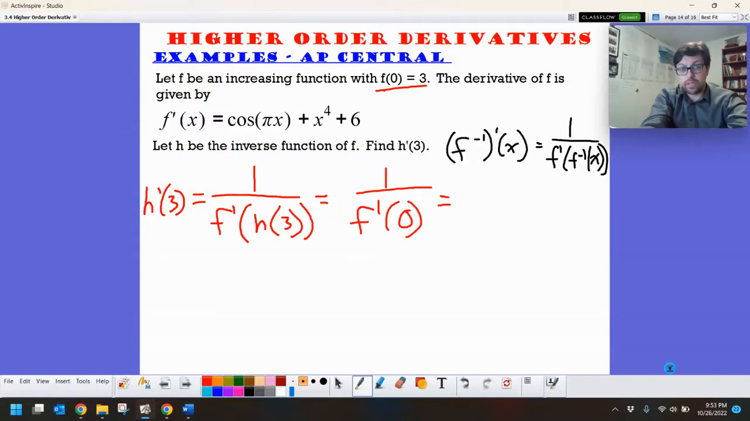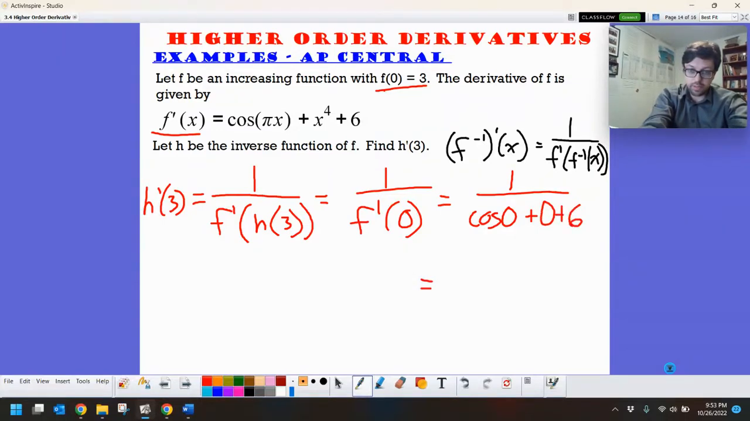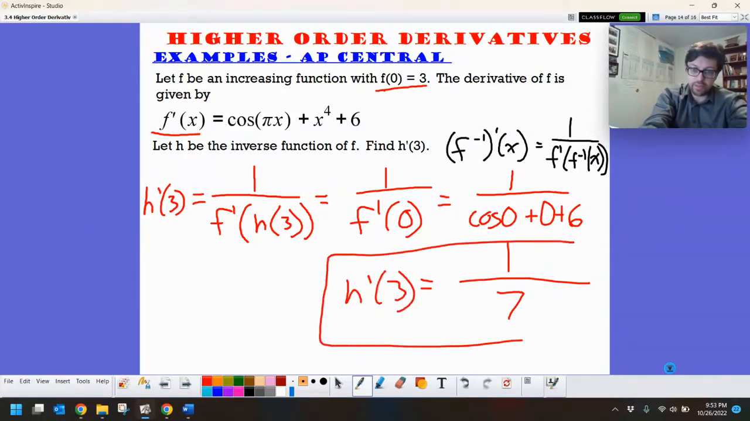All right, so we just need to evaluate this thing at 0. So that is 1 over the cosine of 0 plus 0 to the 4th, which is 0, plus 6. So cosine of 0 is 1, plus 6 is 7. So h prime of 3 is 1/7.